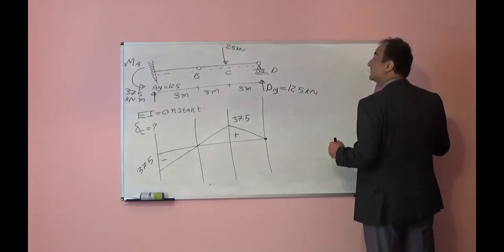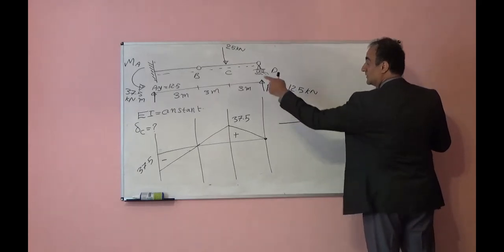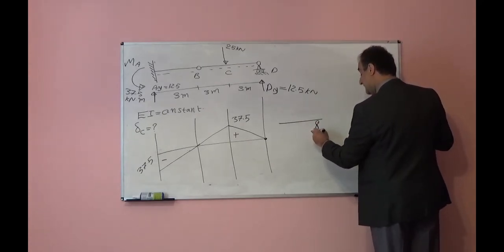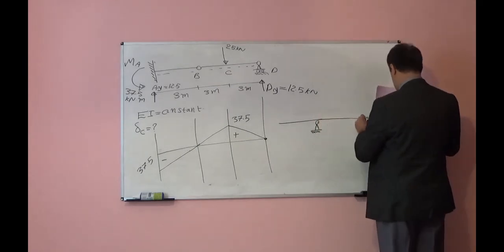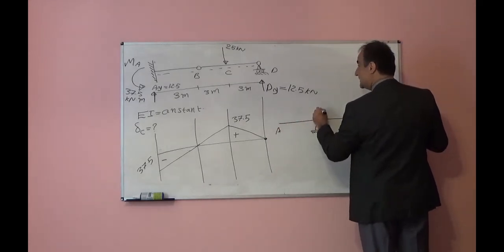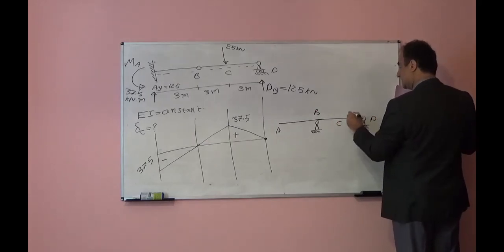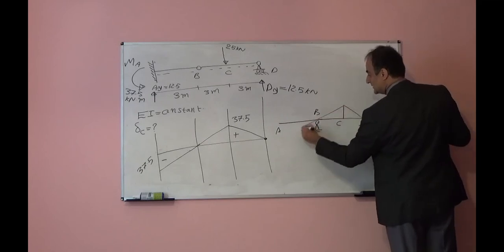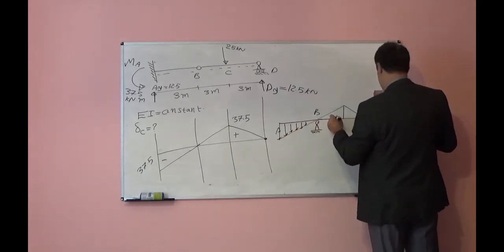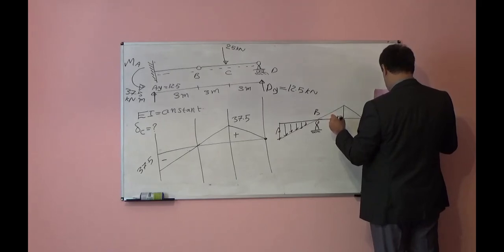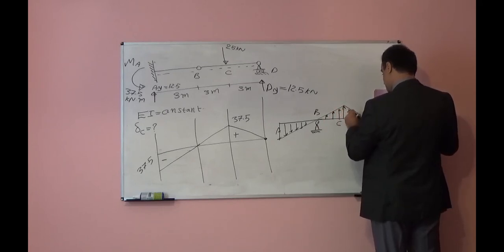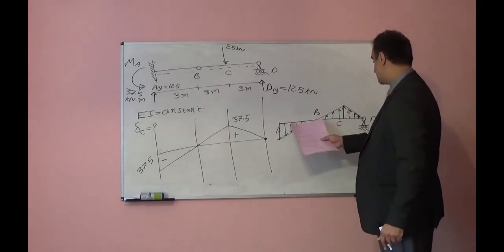Now I should draw the conjugate beam for this beam. Fix will be free. At this point B, I will have an internal hinge support. D will remain the same. So A, B, C, D. The moment diagram divided by EI will be the load on this conjugate beam.